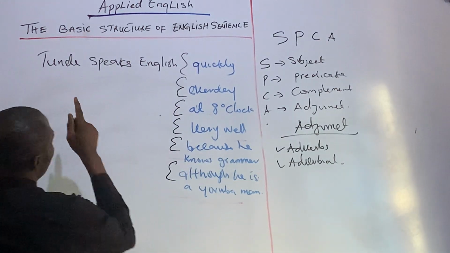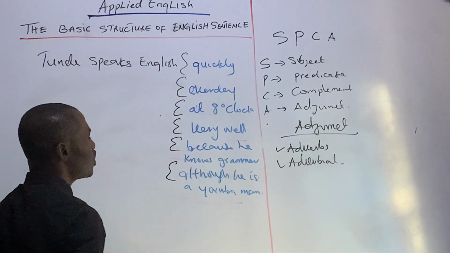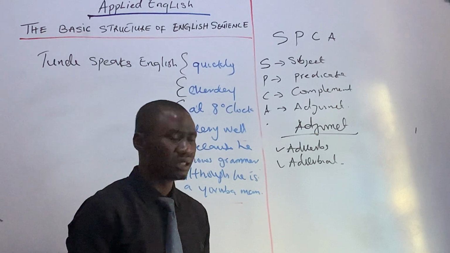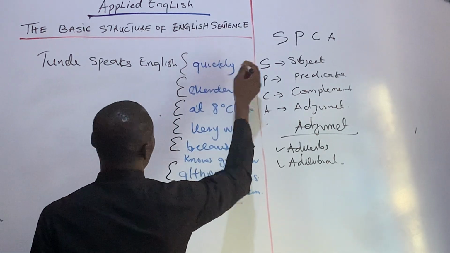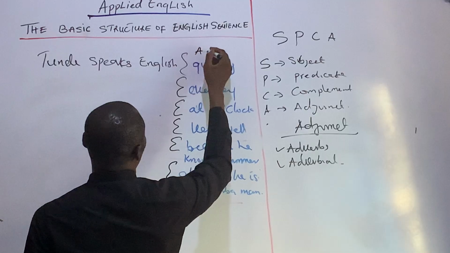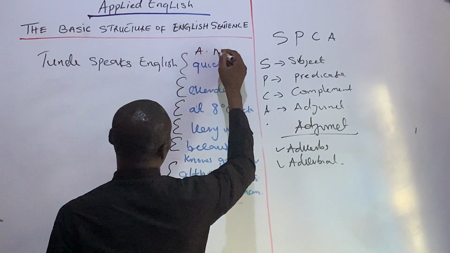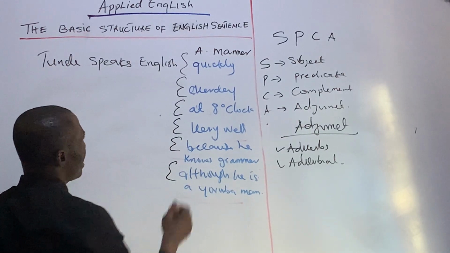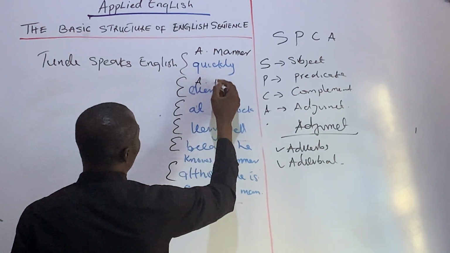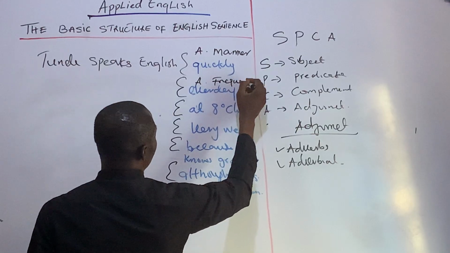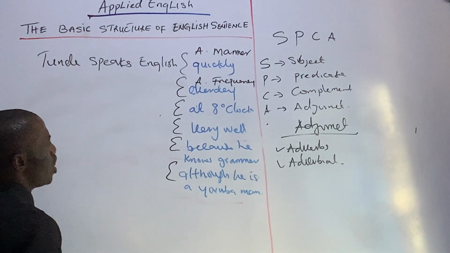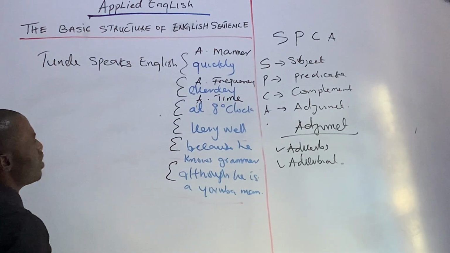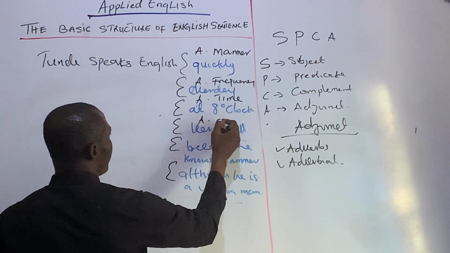Now, I'm looking at Tunde speaks English quickly. Quickly, what type of adverb or adverbial is it? Quickly is an adverb of manner. Now, every day is an adverb of frequency. At 8 o'clock is an adverb of time. Very well is an adverb of degree.